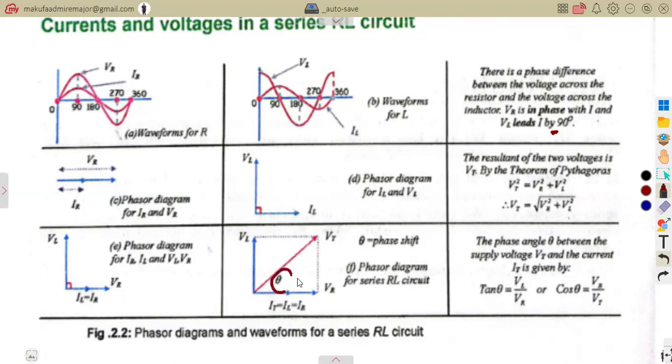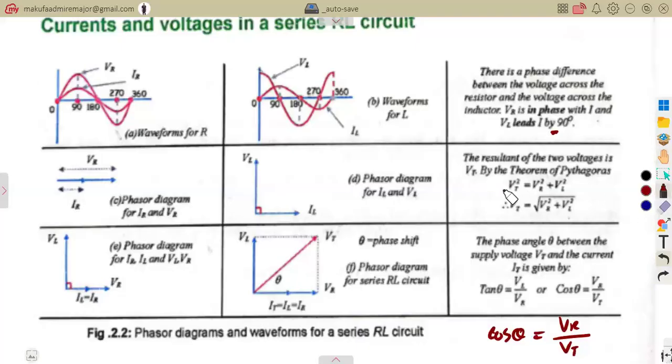So we are going to have the angle theta in between, which is the phase angle that you can obtain from what you are given. You can consider it from the voltage. That is, cos theta is equal to the voltage across the resistor over the total voltage, which can be considered from the resistance and the impedance that you're given.